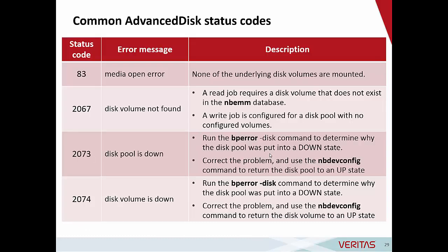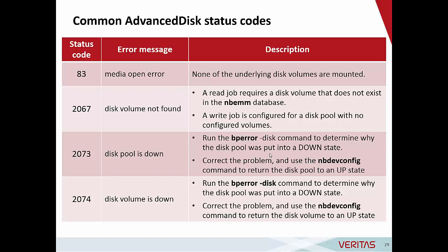This slide shows some common exit codes with advanced disk pools. The 83, the media open error, means that the disks cannot be accessed, probably because they're unmounted. And the timing here is, normally NetBackup detects when they're unmounted and marks them as being down, but in this situation it happened before NetBackup automatically detected that they were unmounted. It's also theoretically possible to get this in Windows if you have the disks and they don't have drive letters assigned. The 2067 is a drive volume not found, so we're doing a restore or a duplication, and it's referencing a disk volume that doesn't exist in the NetBackup database.